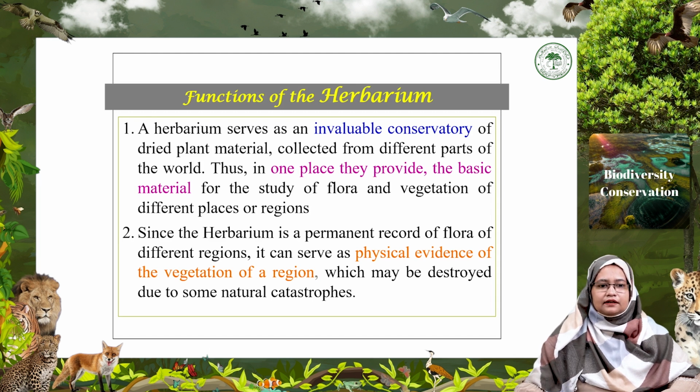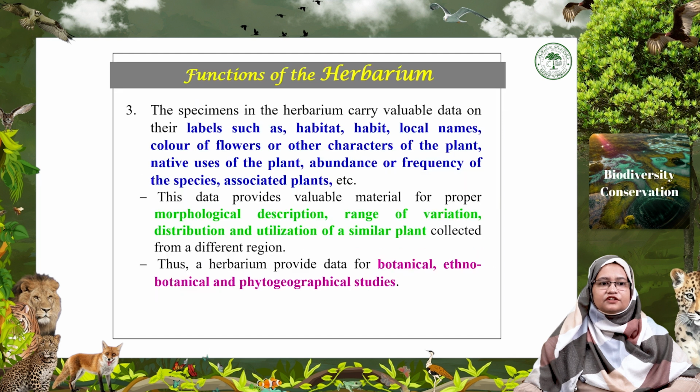Then the next function of the herbarium is that these specimens carry valuable data on their labels, such as habitat, habit, local names, color of flowers or other characters of the plant, native uses of the plant, abundance or frequency of the species associated with the plant, etc. These data provide valuable material for proper morphological description, range of variation, distribution and utilization of a similar plant collected from a different region. Thus, herbarium provides data for botanical, ethnobotanical and phytogeographical studies also.